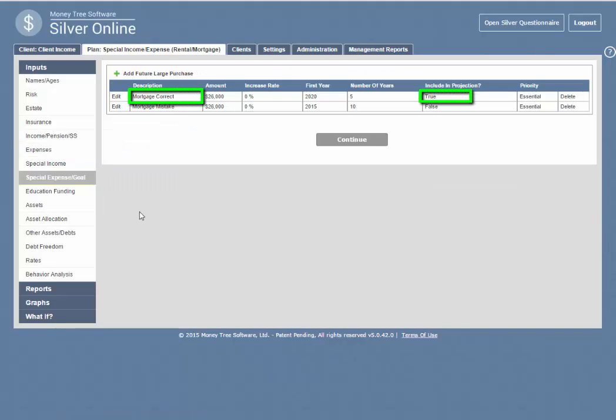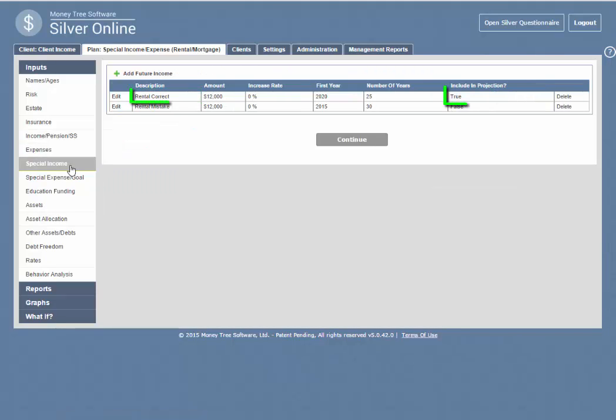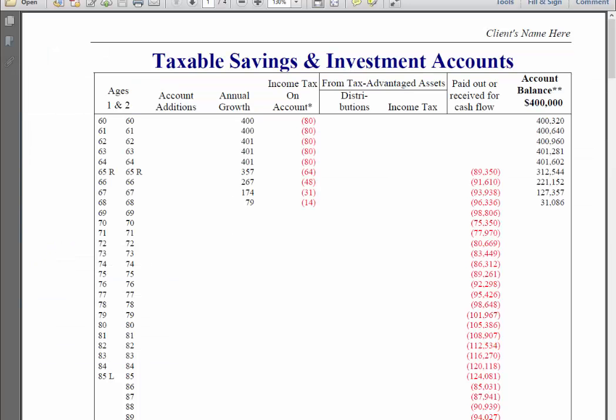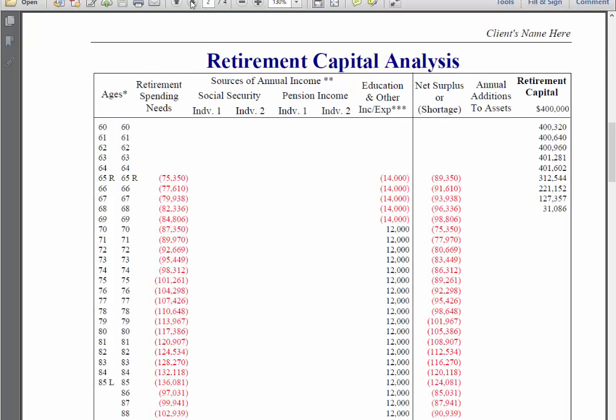Now let's make sure that the correct entries are turned on for the special income and special expense planner, and we'll take a look at the report and see how it looks with everything going on. We can see here on taxable savings that nothing is drawing or adding prematurely to the assets. We can now see on the retirement capital analysis page our spending need is what would be expected.